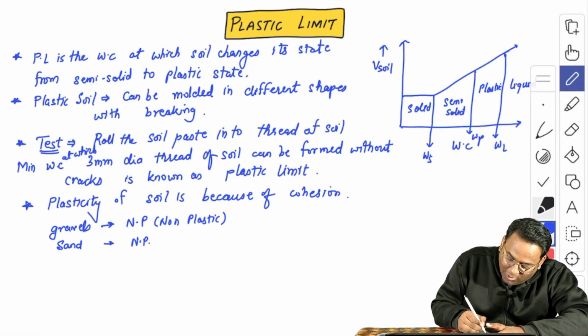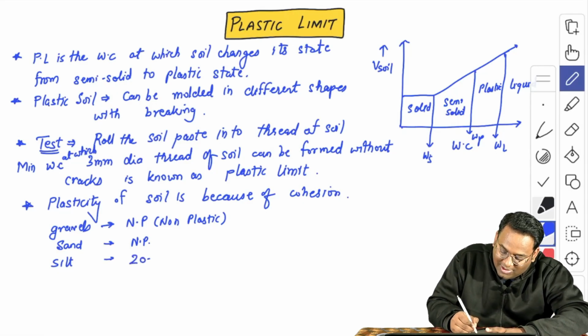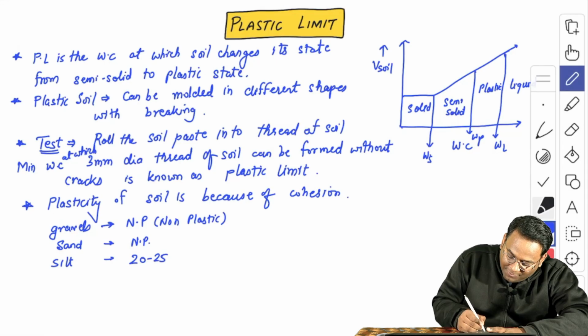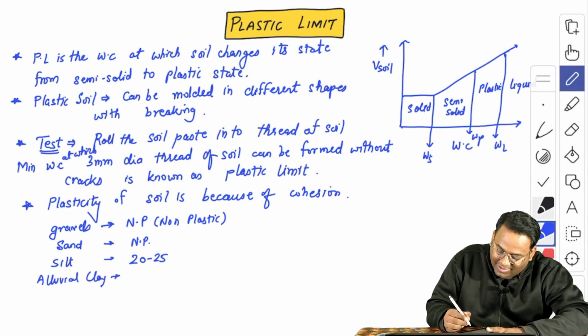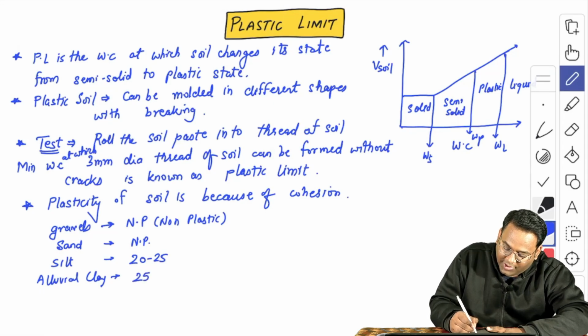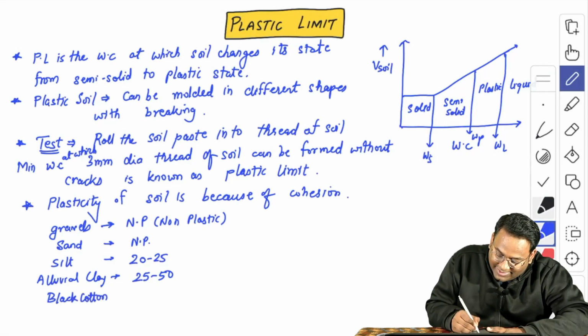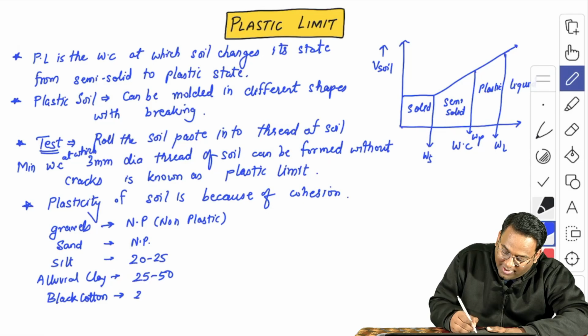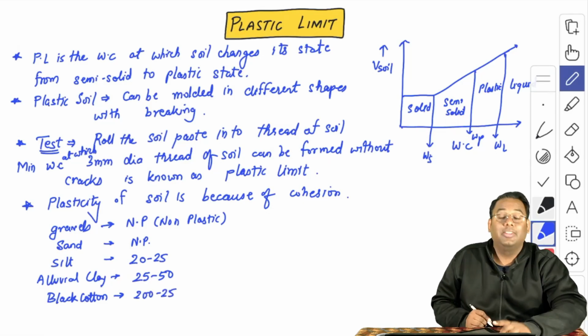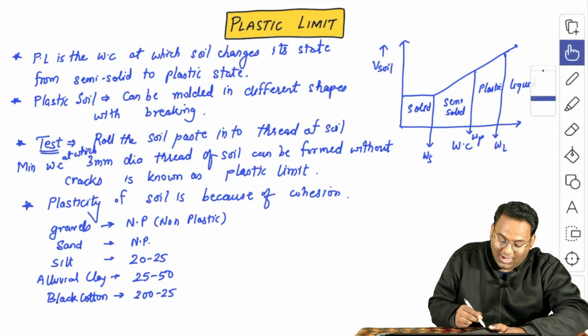So if I am talking about the silt, then its plastic limit is around 20 to 25. Whereas if I am talking about alluvial clay, then its plastic limit is around 25 to 50. Whereas if I am talking about black cotton soil, then its plastic limit is around 200 to 250. So these are the values of the plastic limit of the soil.